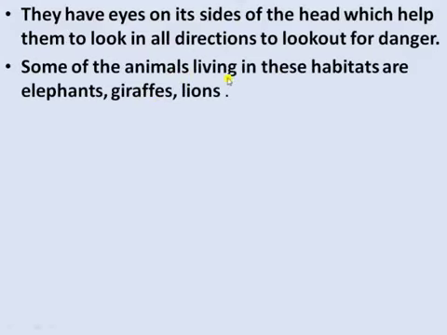Some of the animals living in these habitats are elephant, giraffe, lion and deer. So these are the animals, and deer can run fast to escape from their predator, the lion.